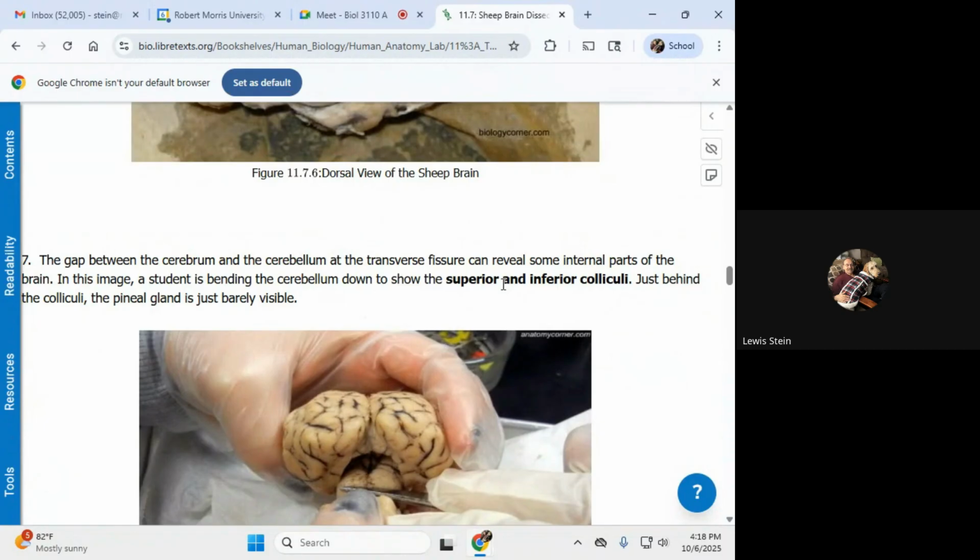For this, you will need gloves. Let me truncate this.